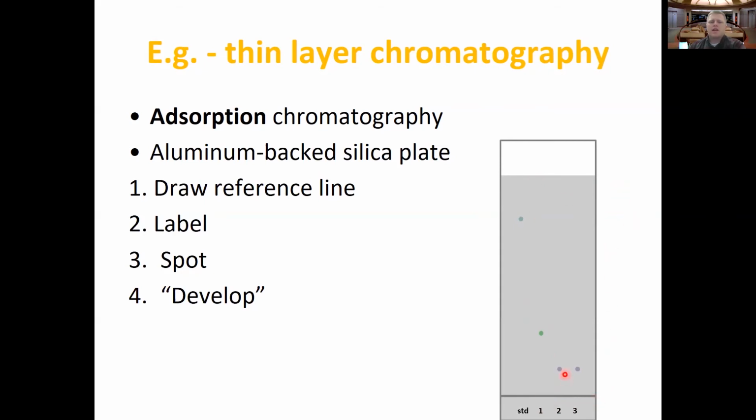It'll have some desire to interact with that plate. So it'll get pulled up, and as it gets pulled up, it will pull up the analytes with it. And then we can identify different analytes by how far they move up this plate.